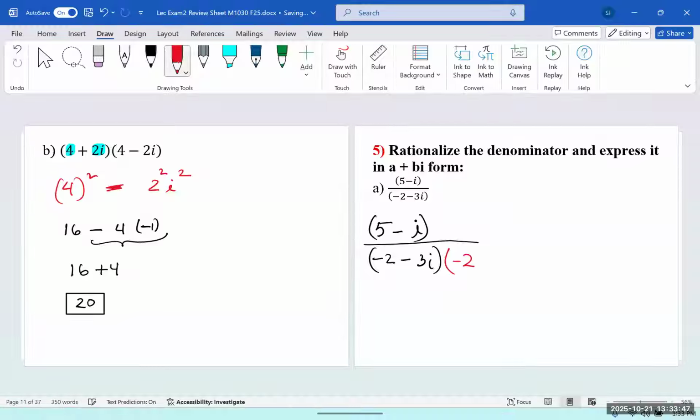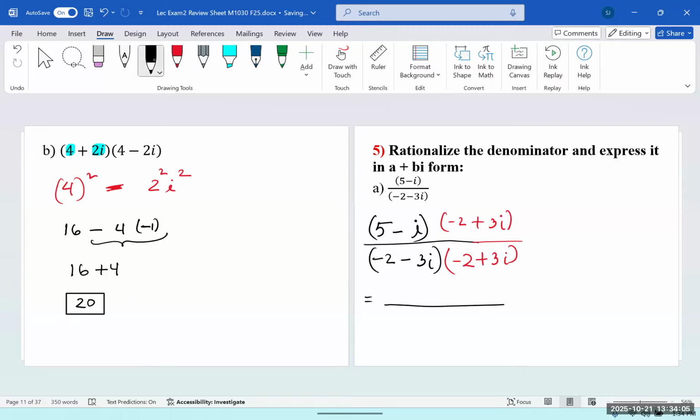Denominator. We never multiply by the conjugate of the numerator for imaginary numbers. It always has to be the denominator. So what's the conjugate for the denominator? Good. Negative 2 cannot change the sign. Only i will change the sign. So negative 2 plus 3i, on both the numerator and denominator.